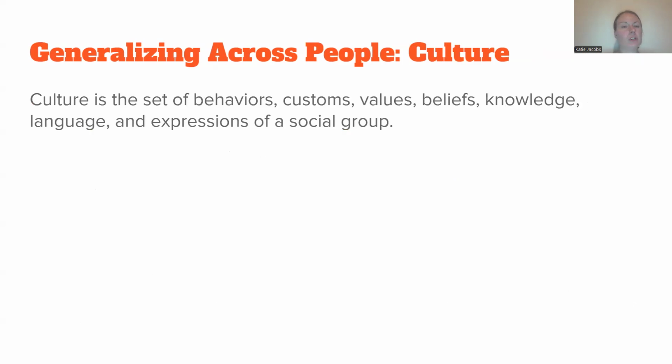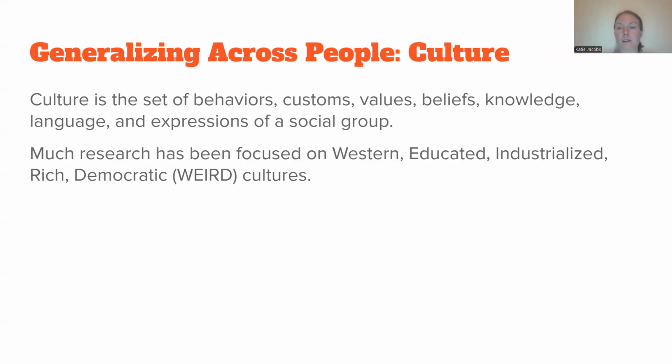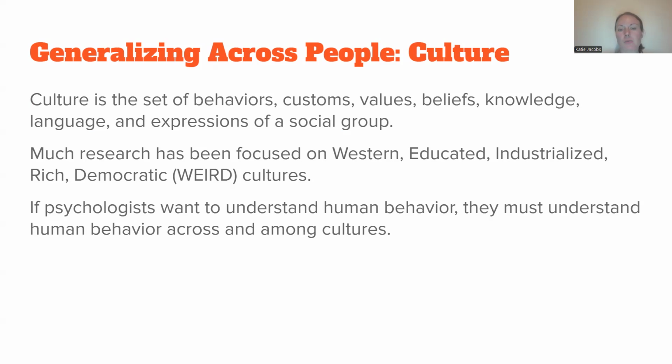Generalizing across people: culture. Culture is the set of behaviors, customs, values, beliefs, knowledge, language, and expressions of a social group. Much research has been focused on Western, educated, industrialized, rich, democratic cultures, which they call WEIRD cultures. Something that's really interesting about this is that the person who developed the term WEIRD used to be in Missouri at the University of Missouri in Columbia. So if psychologists want to understand human behavior, they must understand human behavior across and among cultures.